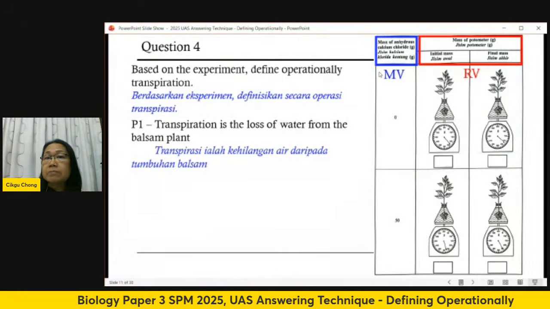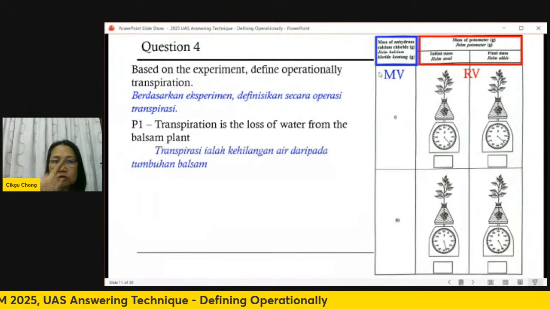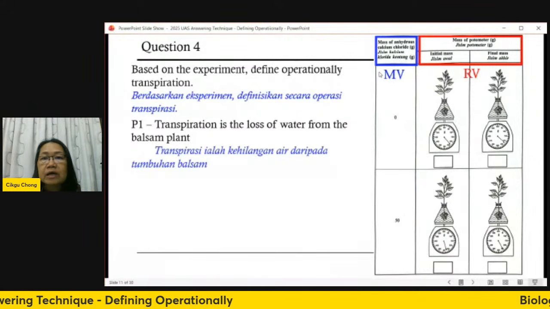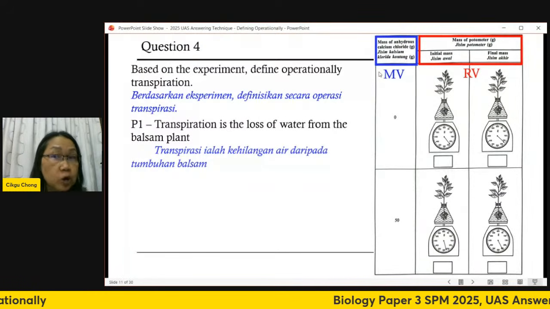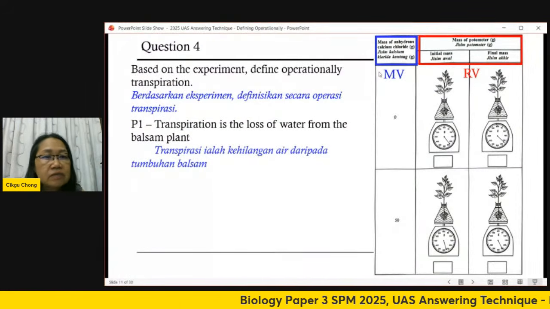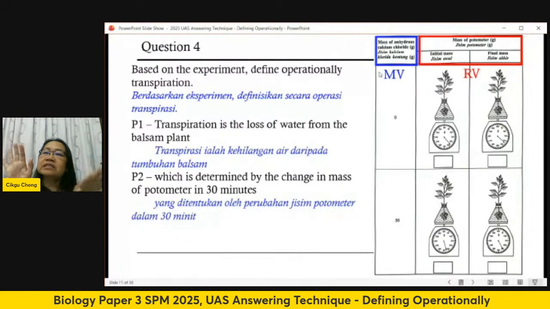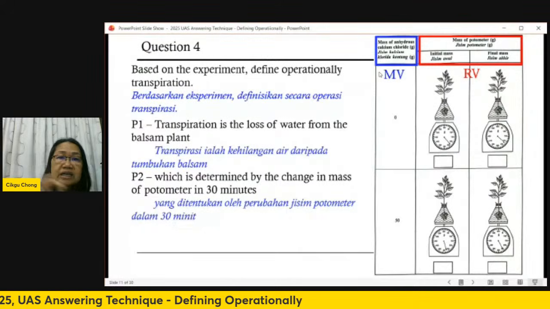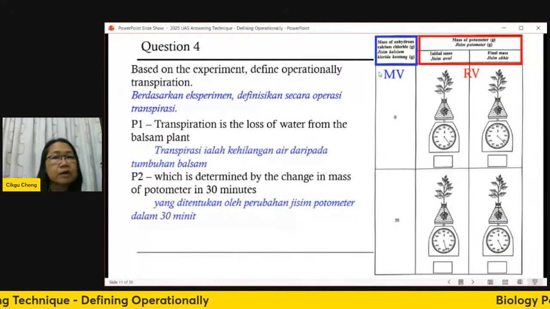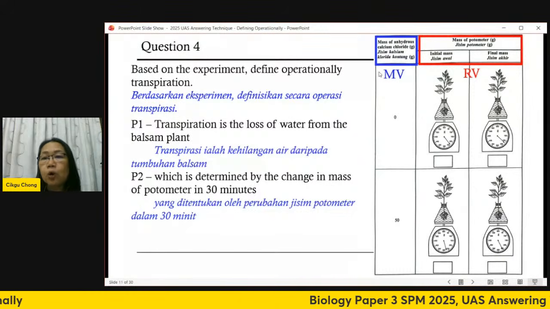Right, so we go back to this one. Loss of water from the balsam plant. No balsam plant, no word balsam, you don't get the mark. And what is transpiration shown by? Shown by the RV, the change in mass, because initial and final means the difference, right? Or the difference in mass of the photometer in 30 minutes. We did the experiment for 30 minutes, so it is specific for this experiment only.